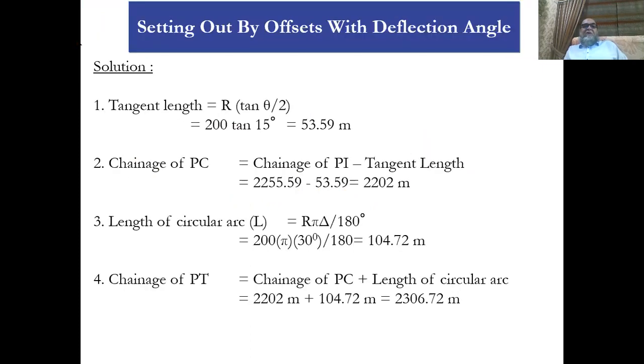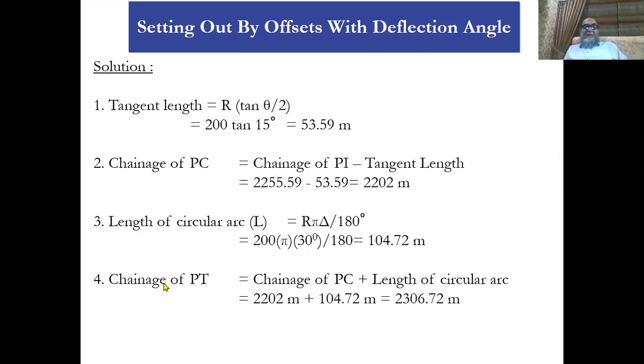So let's solve. The tangent length is R tan delta by 2. So we know this is 53.59. The chainage of PC is chainage of PI minus tangent length. That's how we have got this value. Length of circular arc is pi R delta over 180. So we find 104.72 meters.